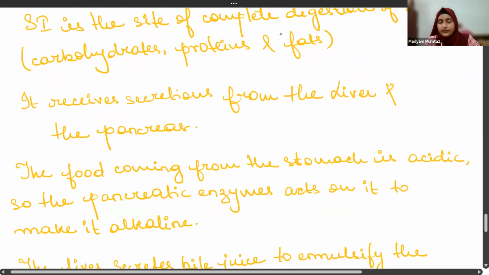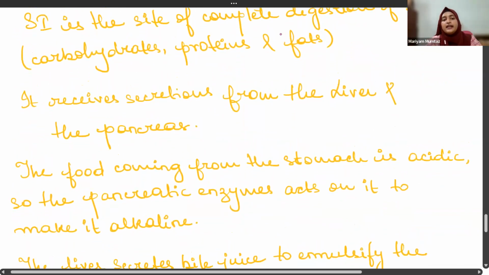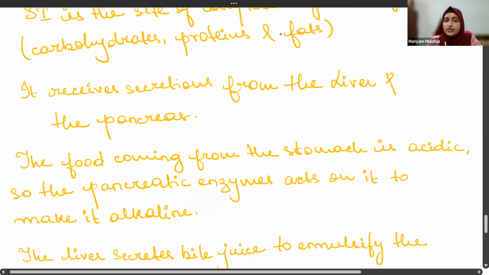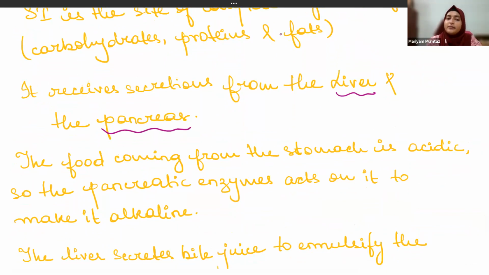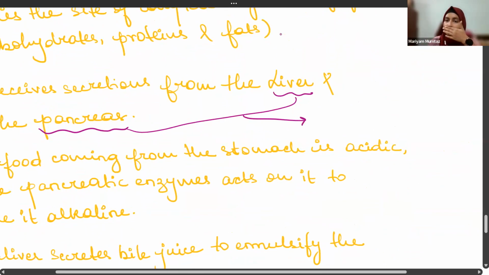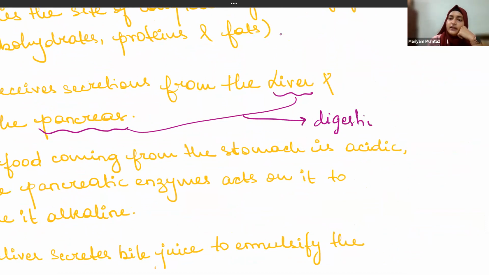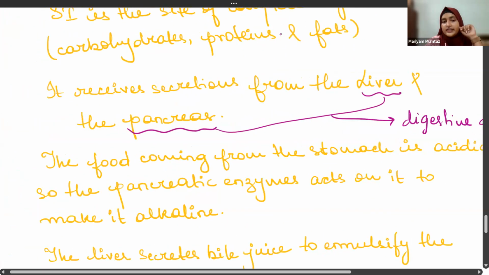Okay. Now see, the small intestine receives the secretions from the liver and the pancreas. And what are liver and pancreas? They are known as the digestive glands. So the small intestine gets the secretions from these two digestive glands.